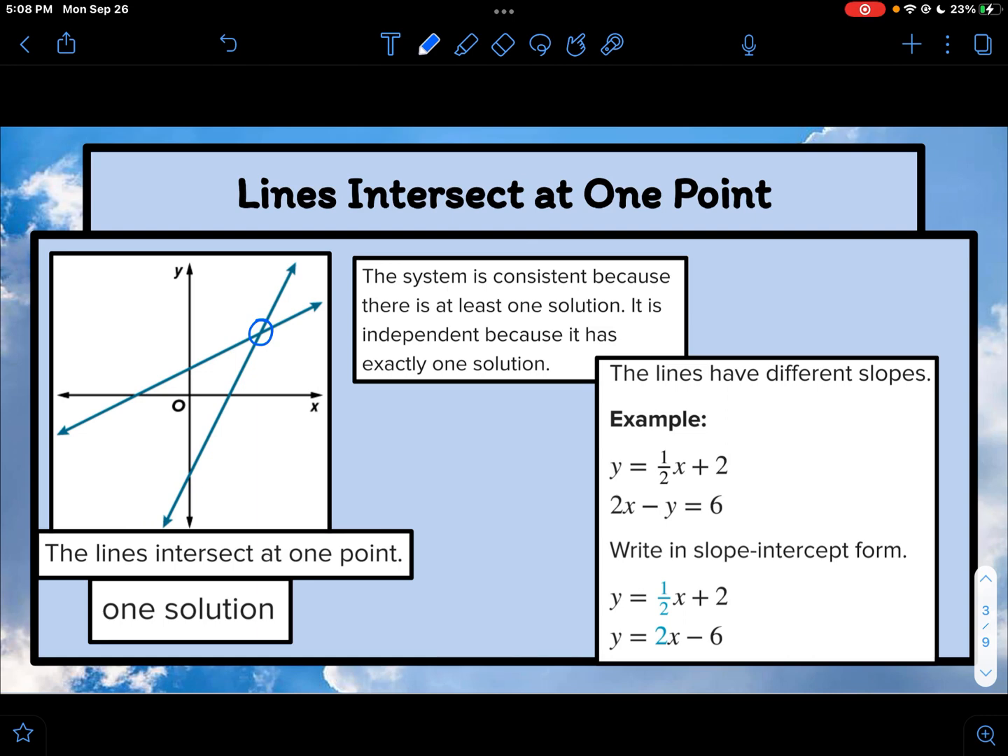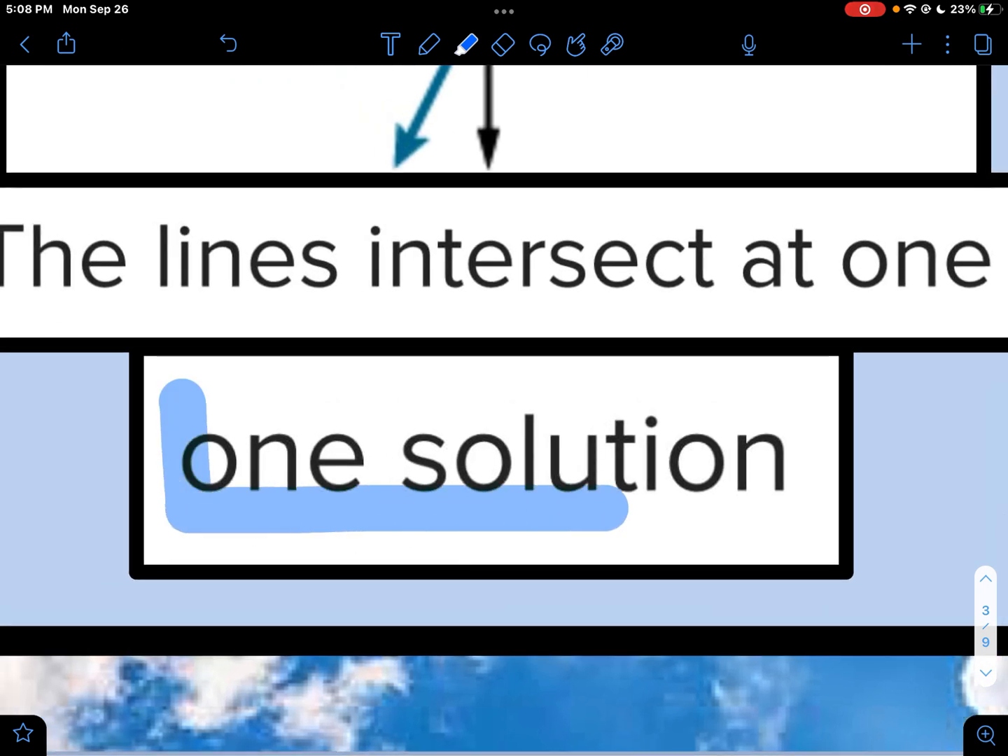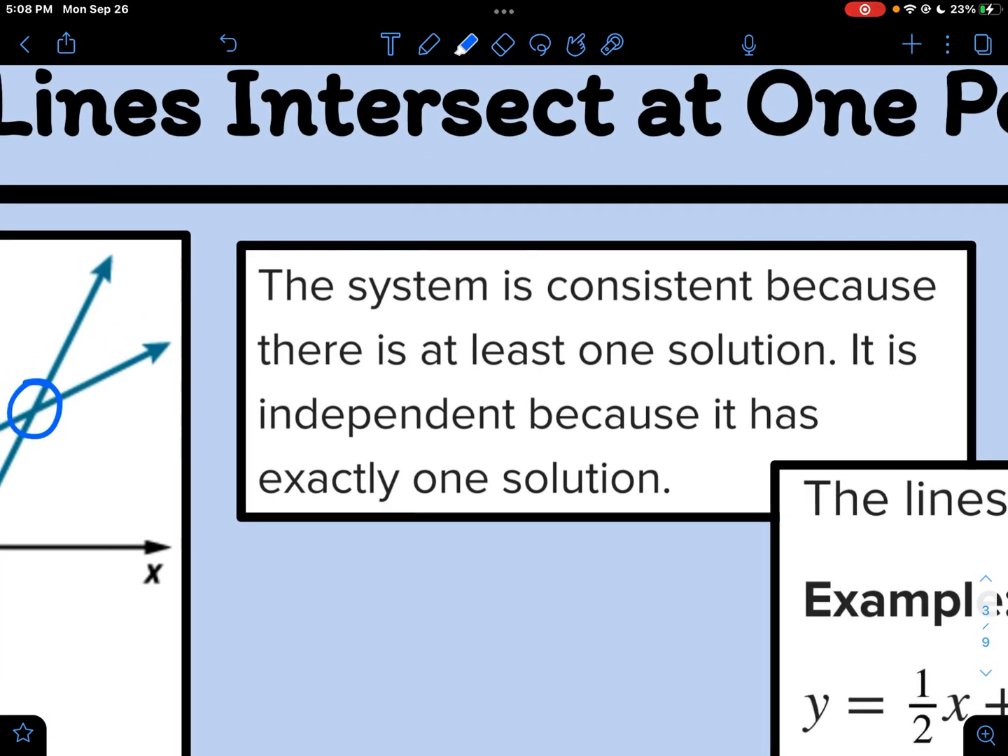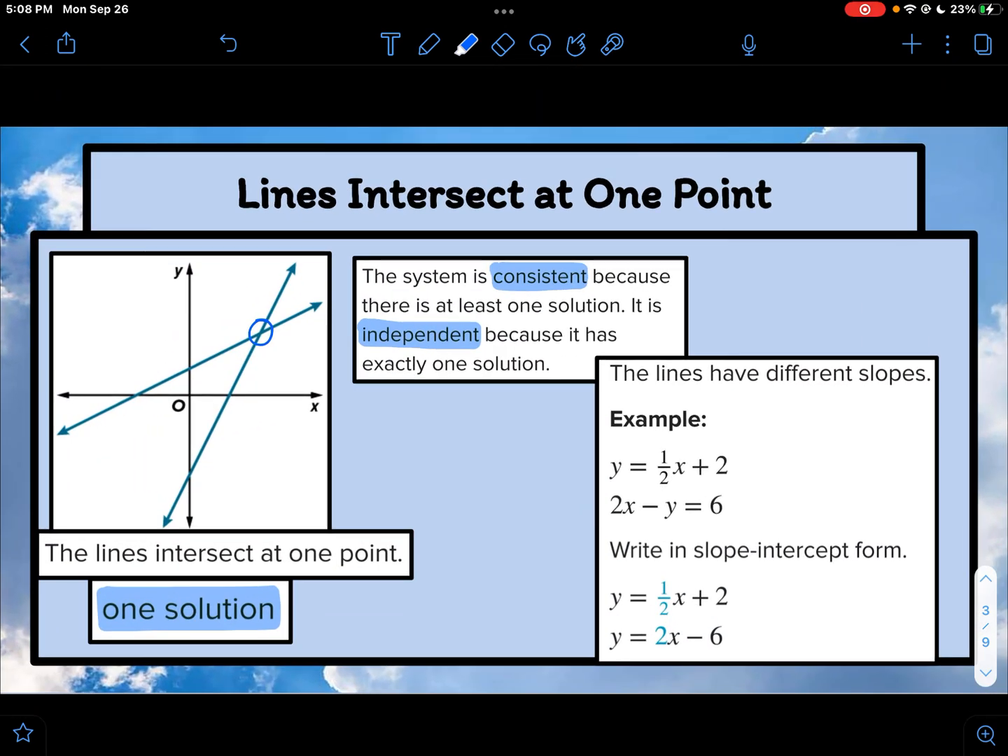Okay, so these systems intersect at one point. There is one solution. Everything I highlight, you highlight. There's one solution. And when there is one solution, it is consistent and independent. These lines will have different slopes. And you're not always going to see that until you get it in slope-intercept form.